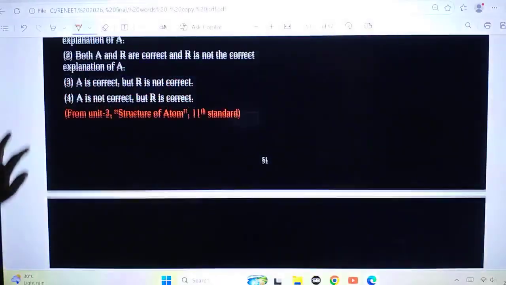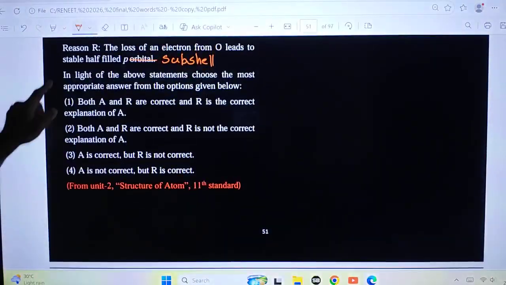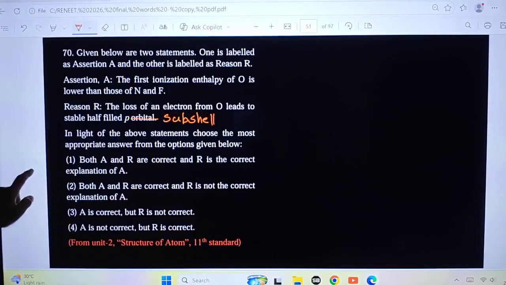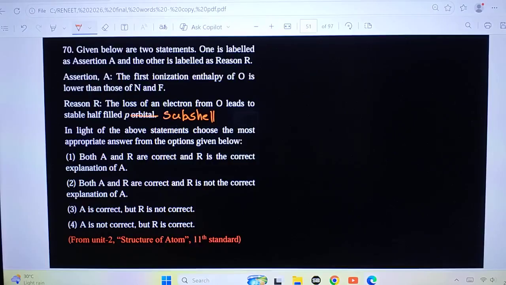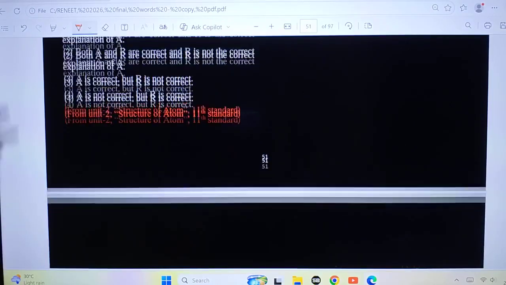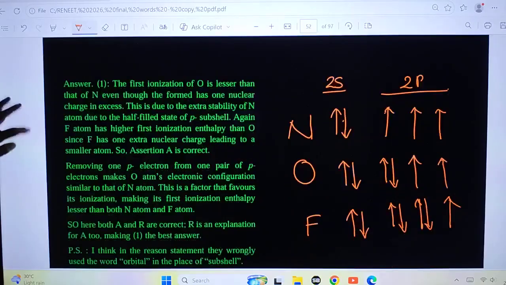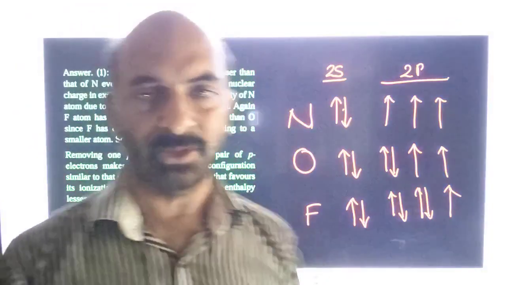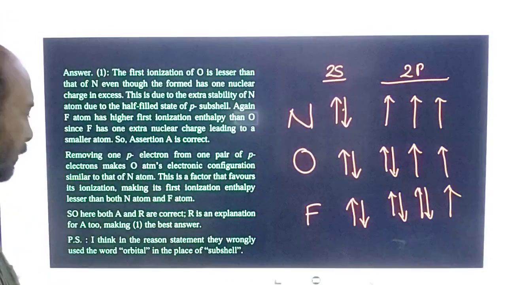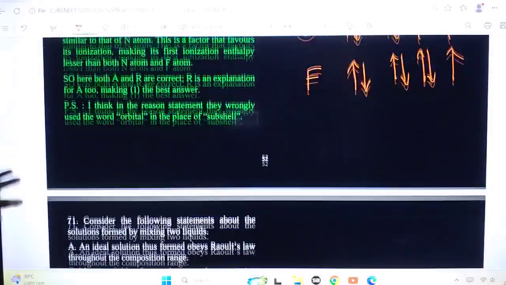Okay. So look here. Reason: the loss of an electron from oxygen leads to a stable half-filled p subshell as that of nitrogen. Okay, that is correct. So here the answer is both assertion and reason are correct and the reason justifies the assertion. Okay, hope you understood that. We proceed to the next.